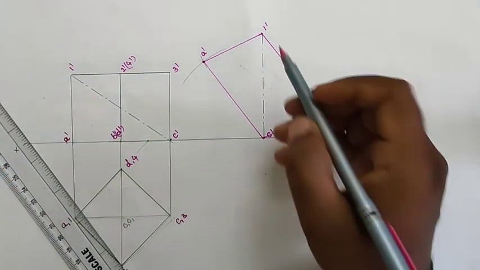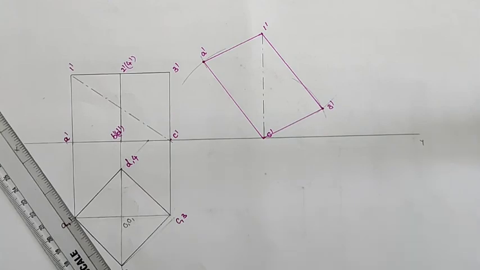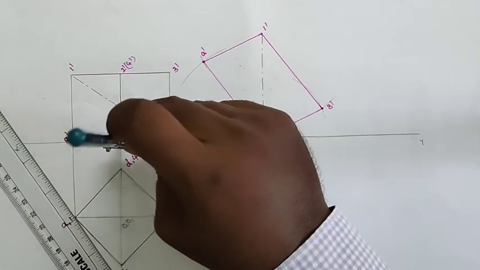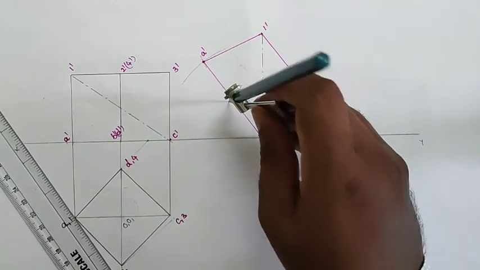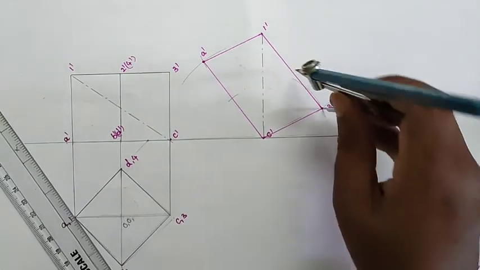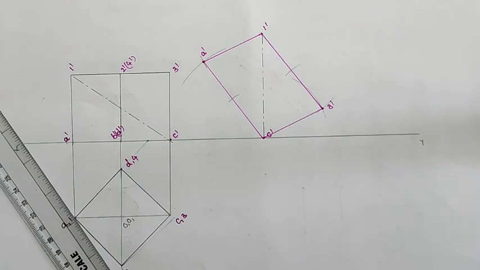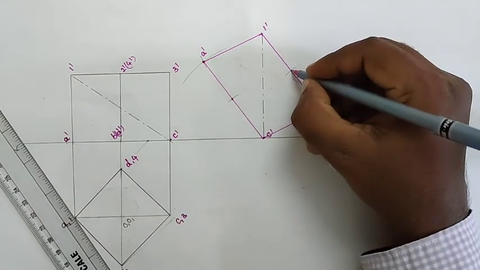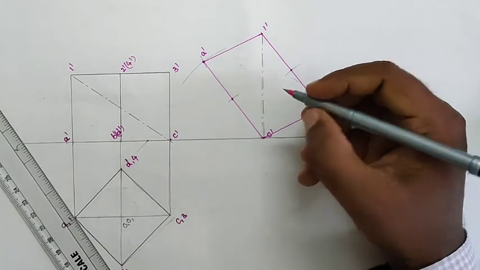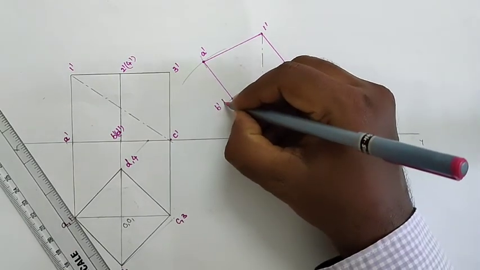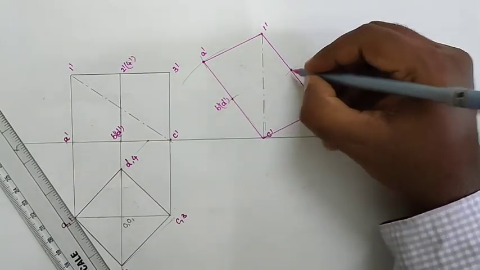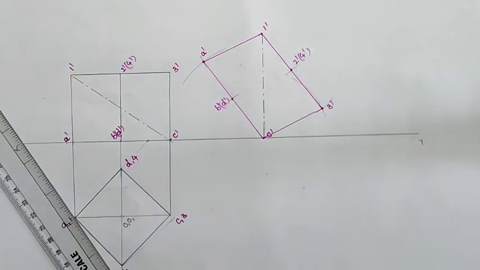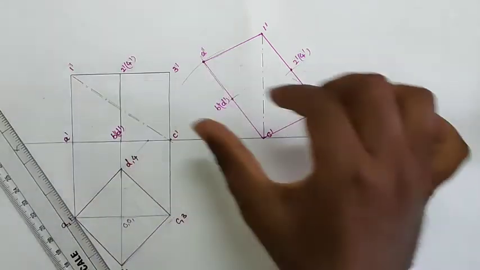After drawing 1 dash, I am measuring the distance from C dash to B dash and drawing the arc. In this direction also we will draw the arc. So I am locating here this point as B dash, D dash, and this point as 2 dash, 4 dash. So this is our front view.